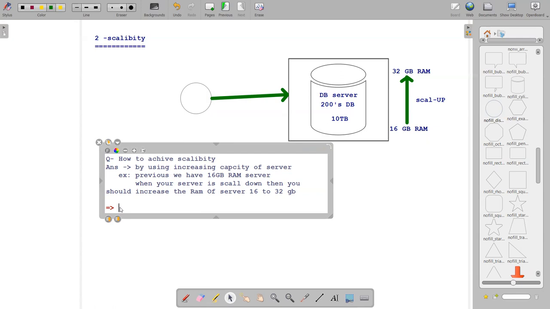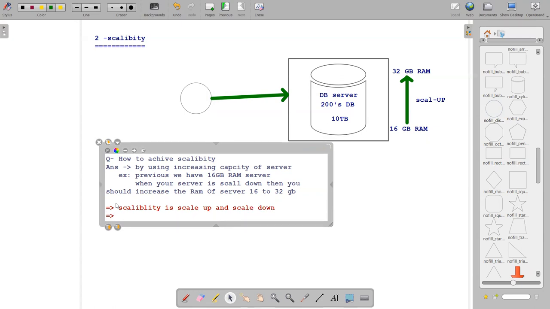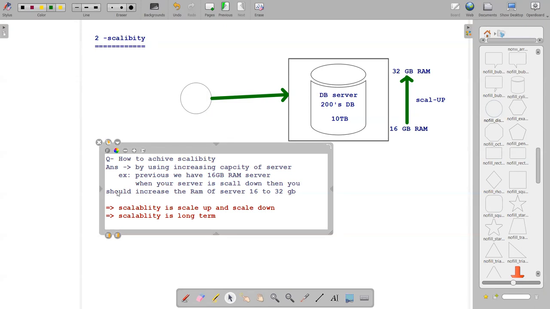Okay. So scalability is scale up and scale down. That's it. Now the next point is that scalability is long-term functionality. It's not short term. When you increase the size from 16 GB to 32 GB, it's a long-term change. It will take that time.